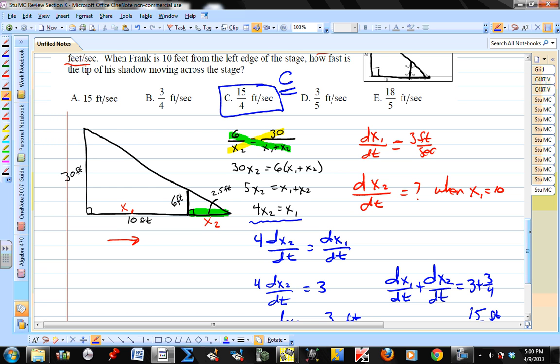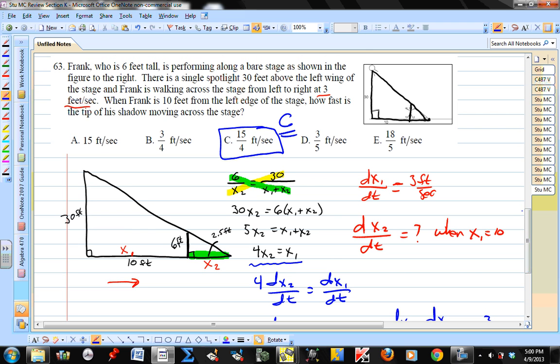That was a challenge. I'll tell you, if I was doing this in a hurry, I probably would have selected B because I saw the answer there. But this was a challenging problem.